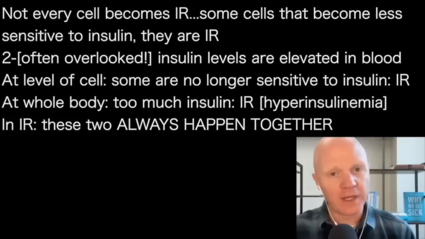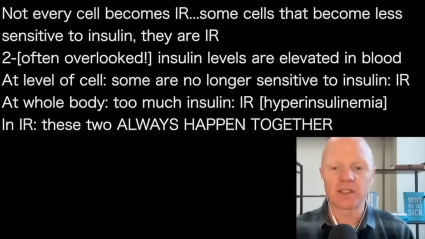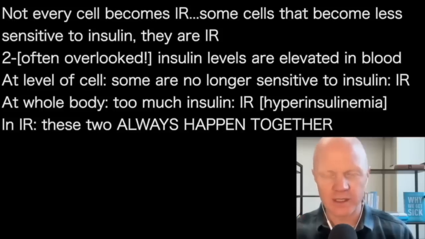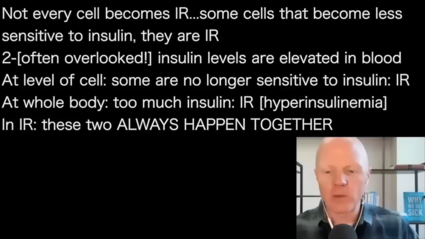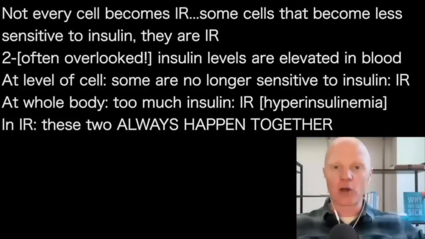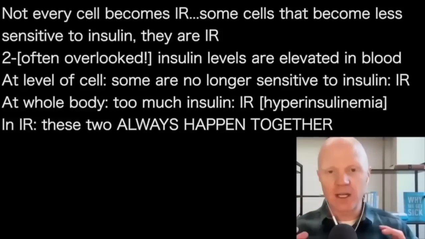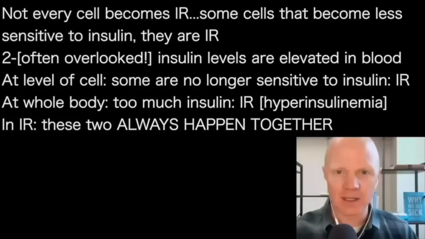Now, we can flip that coin over because there's another aspect of insulin resistance, and this is the part that is so totally overlooked. And that is that in every instance of insulin resistance, with one exception that we'll talk about at a future classroom, insulin levels will also be elevated in the blood. So if we are now going from the level of the cell to the level of the whole body, at the cell, there was this selective insulin resistance. At the whole body level, this is manifested as an elevated insulin level.